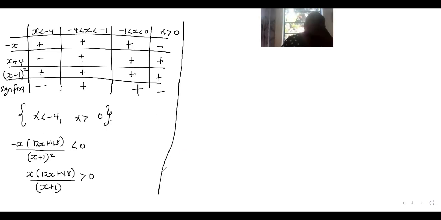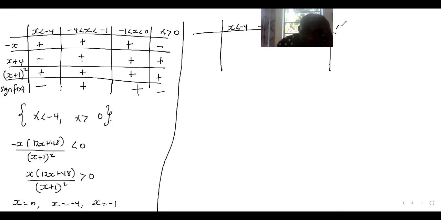Now let's investigate and see whether we get the same answers. So investigating the solution, the critical points are now x is still 0, x is equal to negative 4, and x is equal to negative 1. So we shall have x less than negative 4, negative 4 less than x less than negative 1, negative 1 less than x less than 0, and then lastly, x is beyond 0.